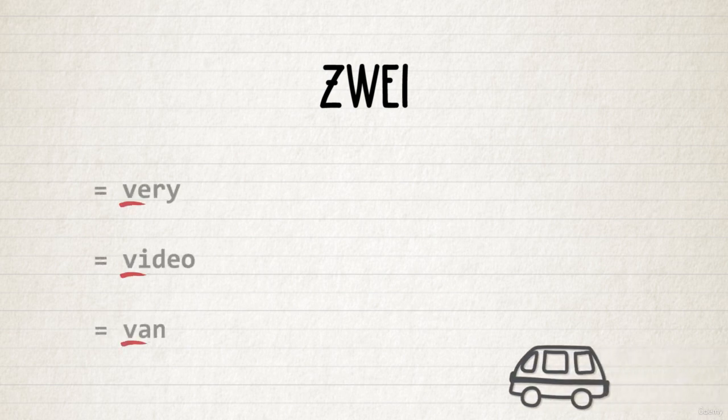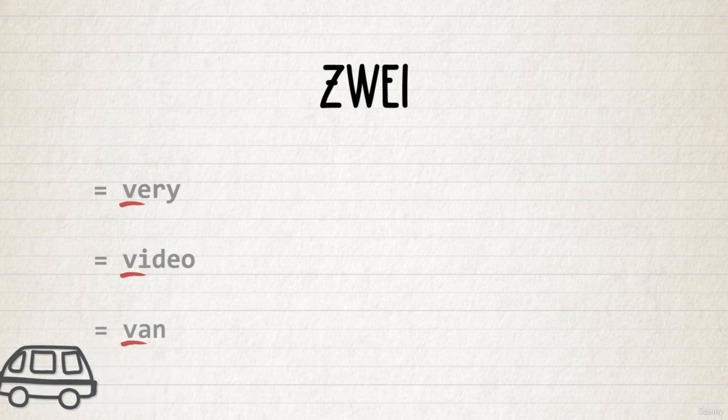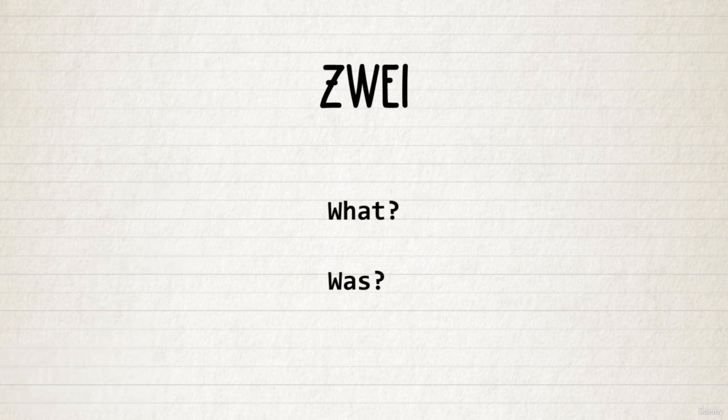Another interesting letter here is the W. Most native English speakers would pronounce this letter as W, but in German it's pronounced as a V, like in the English very or video or van. I think we have a flat tire. So in English it's what, while in German it's was. Then how do you pronounce when you write a V? You will find out in a second. Patience, young Padawan.